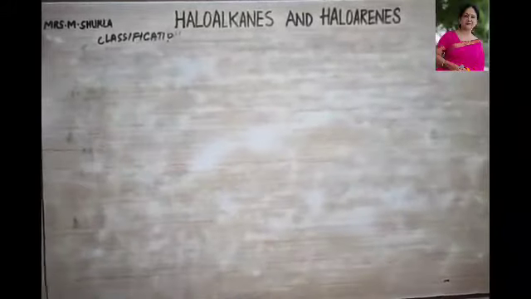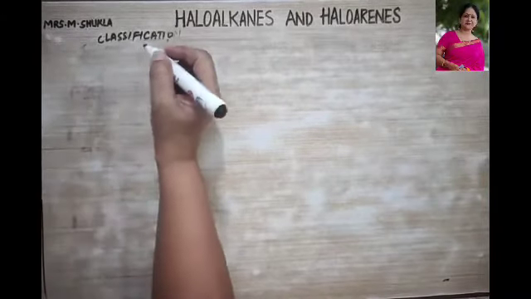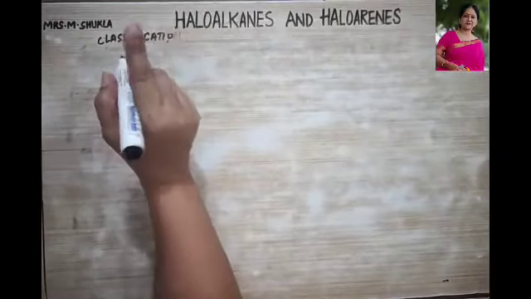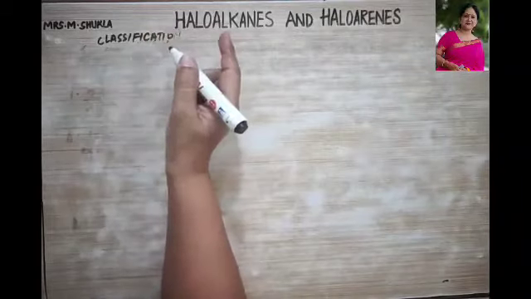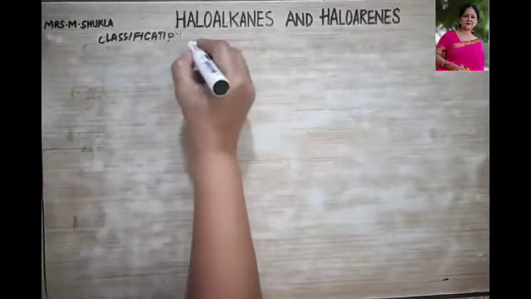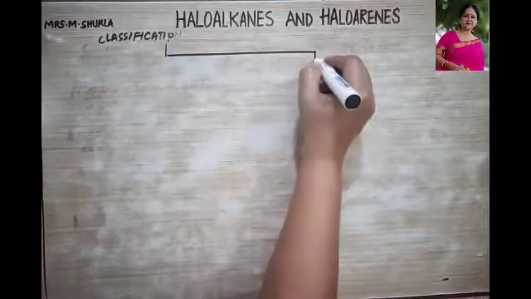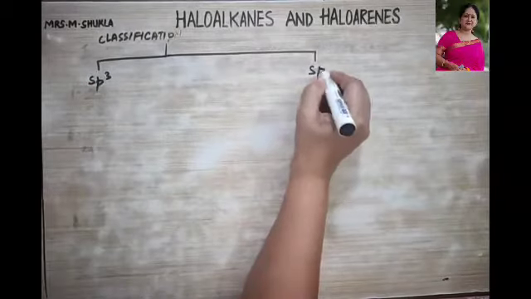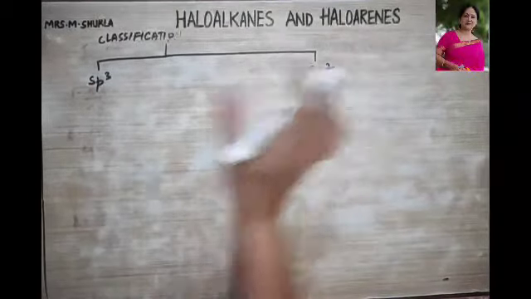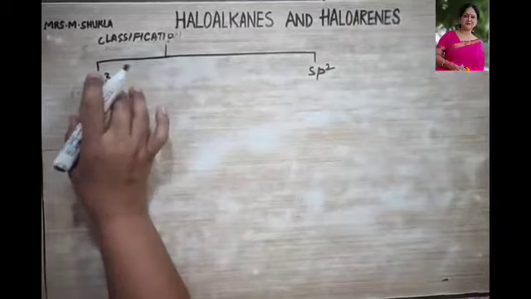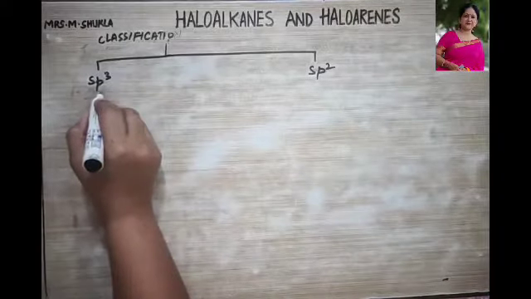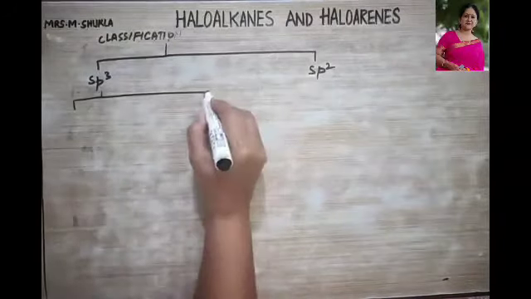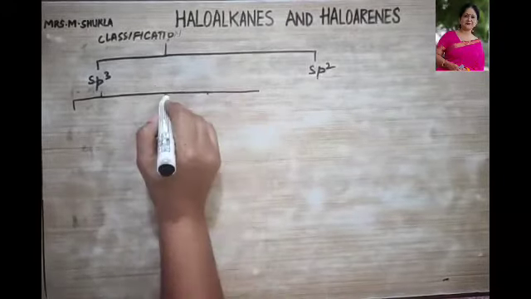Okay, so monohalo compounds can be further classified on the basis of Sp3 and Sp2 hybridization. Now, Sp2 I'll explain later. Let us first understand Sp3 hybridization. Sp3 hybridization is again further divided into three types.